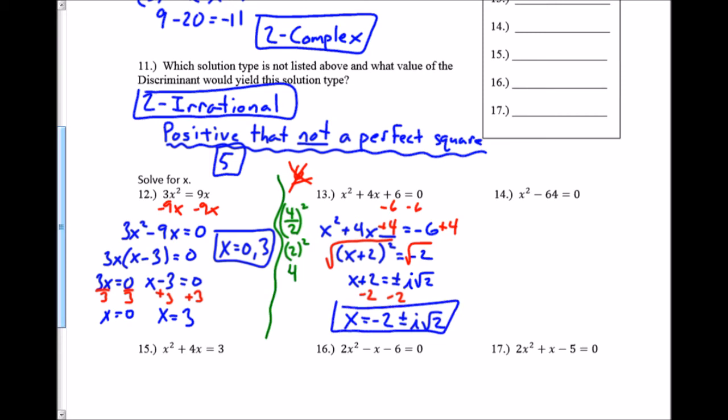Okay? And that's it. Number 14, there's a couple options here. Since it's set up this way, I'm just going to solve it by factoring. This is a difference of squares, which factors into an x plus 8 and an x minus 8. And now I can set each factor equal to 0.